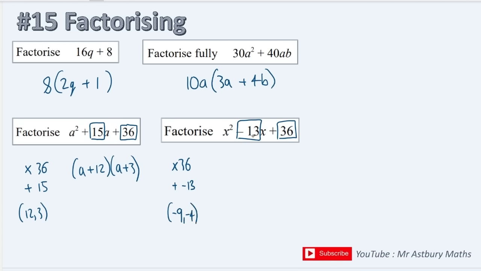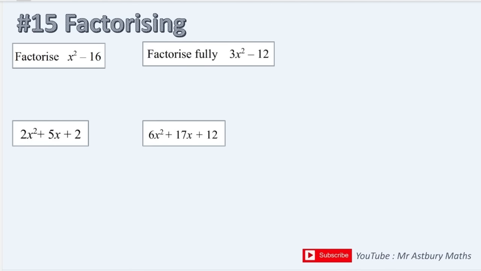I know they're both negative because they times to make a positive, but they add to make a negative, so they must both be negative. So then I can just open up a bracket and write x minus 9, x minus 4, and we're done.